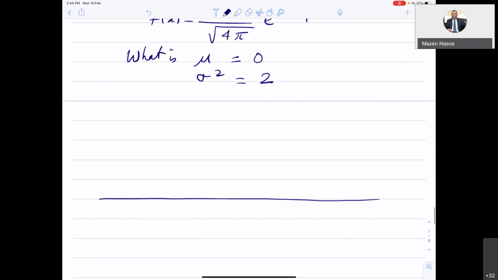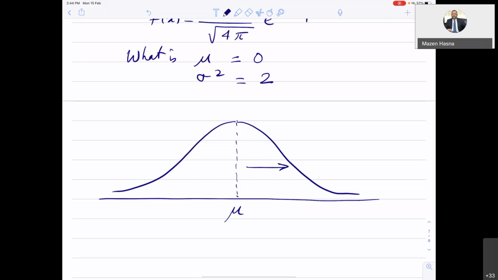So a normal distribution will look something like this. The middle value is mu, and we'll see how sigma is related to the width of the normal distribution. But for the normal distribution, like any other distribution, we said mu defines location, and sigma or sigma square defines what? Spread, right?